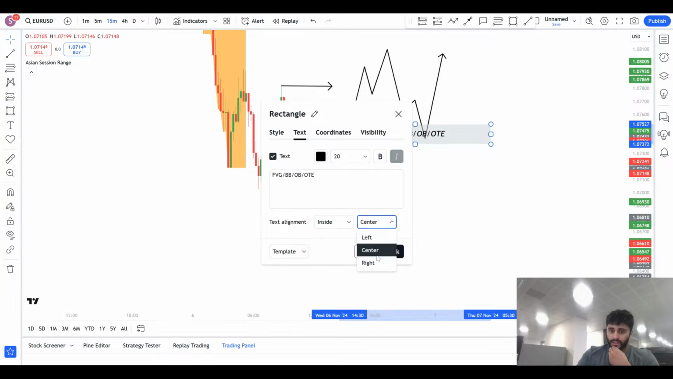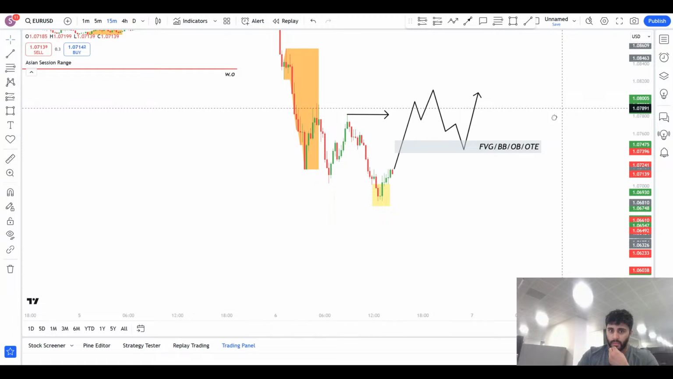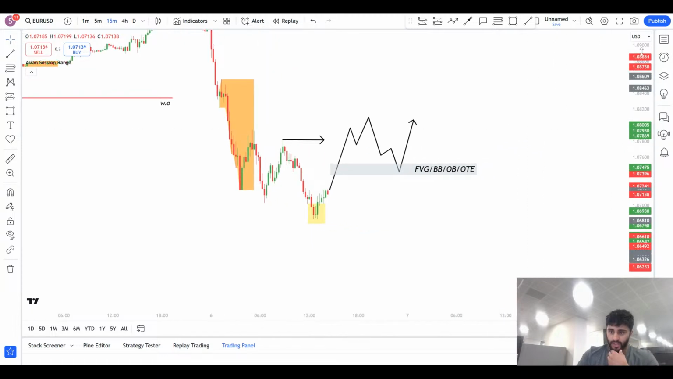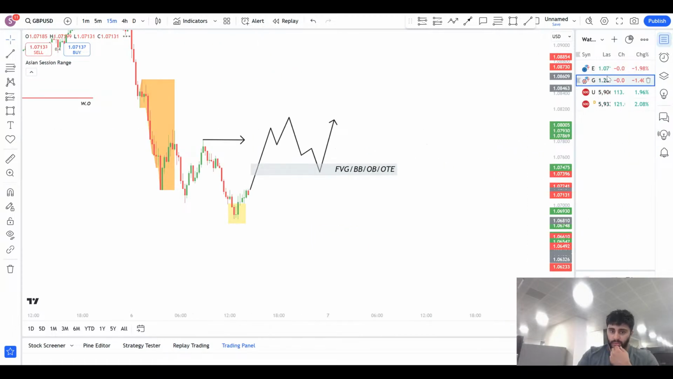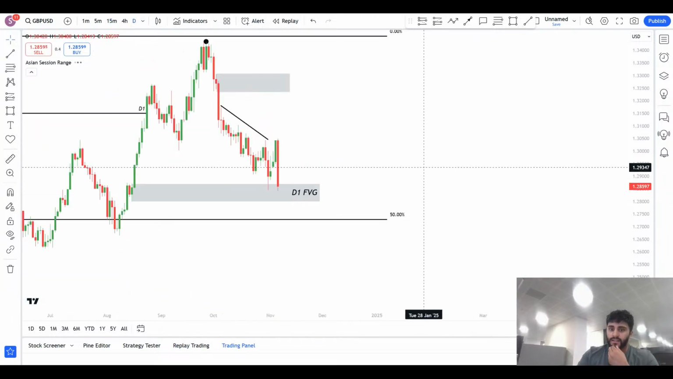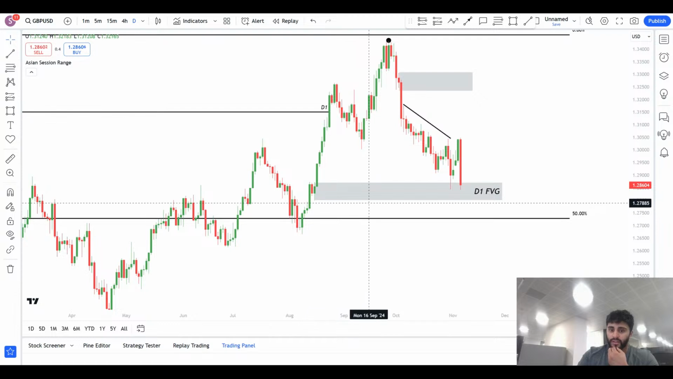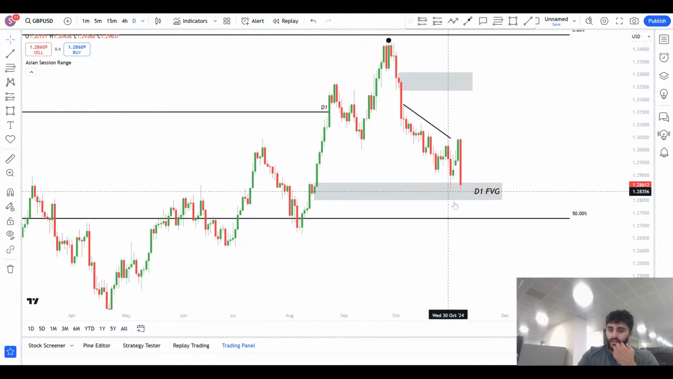The main thing is understanding time and price, right? We don't have any news events today, so no major spikes to look out for. But this is something I'm looking out for in euro dollar. Same with pound dollar. If we understand how pound dollar is behaving, even better, we're actually in a daily fair value gap, right? We have some kind of strength from this area. If this fair value gap holds, then we can expect higher prices.